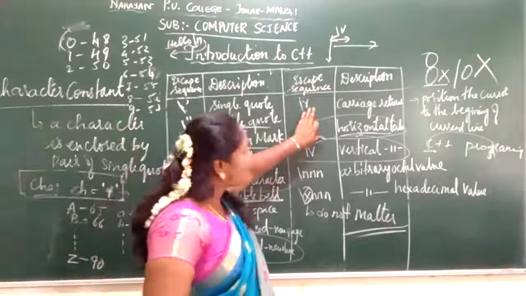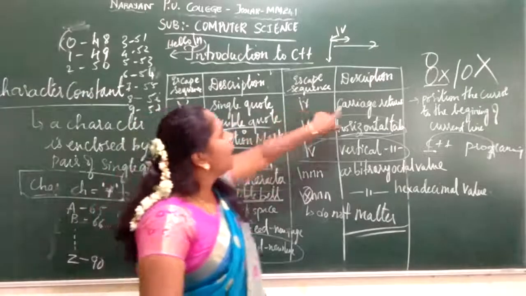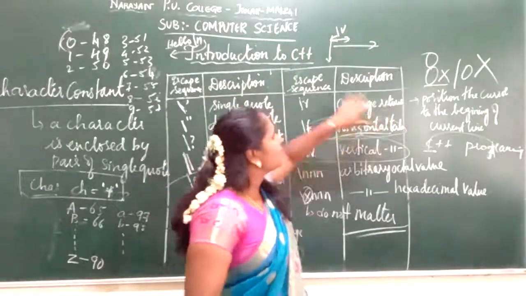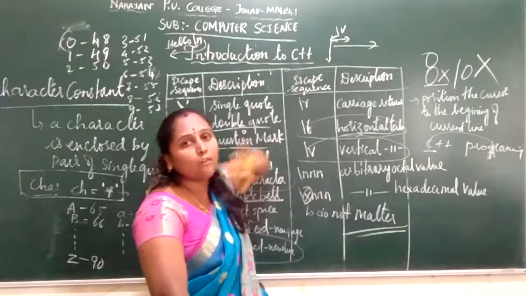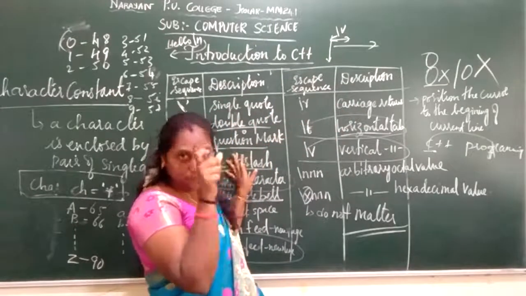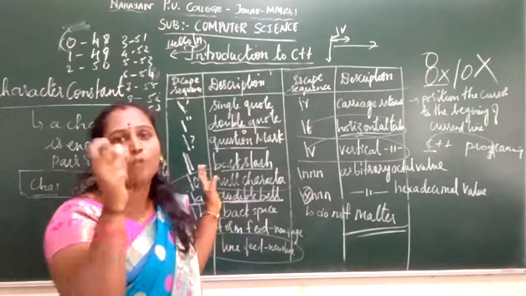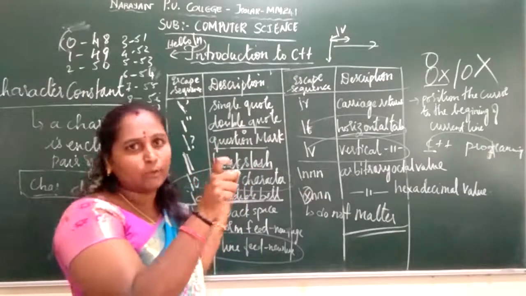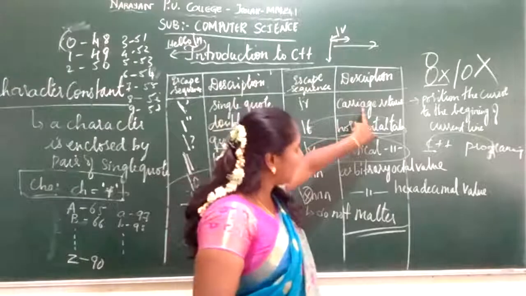Next you have slash r. This is very familiar, that is carriage return. So what is this carriage return? The cursor should be moved to the beginning of the particular position. From the current line, you want to move to the beginning of the line. So you go for carriage return.